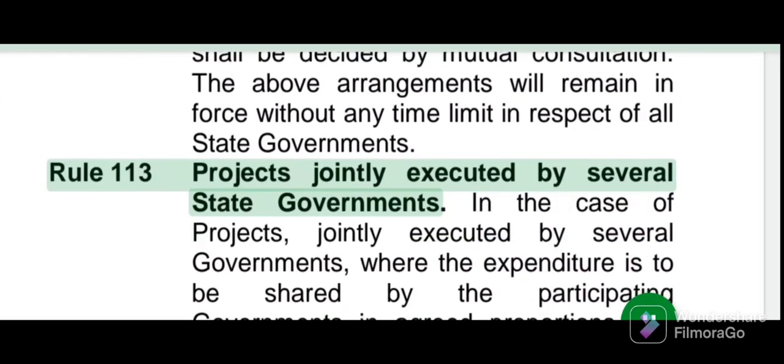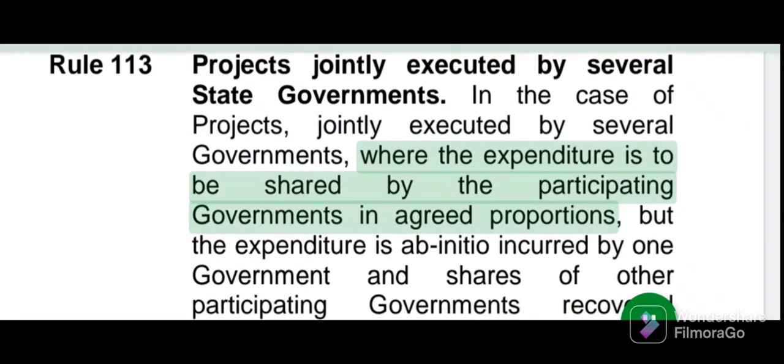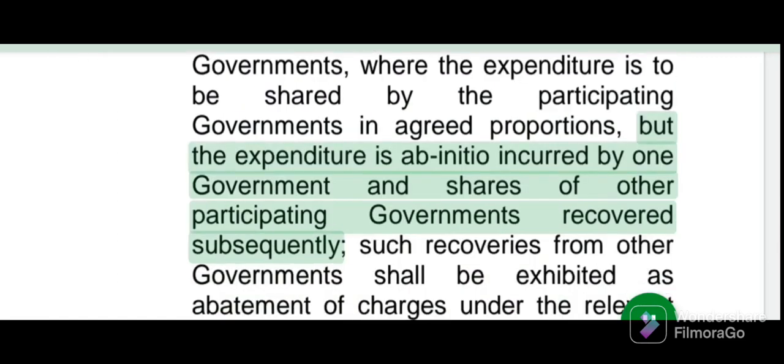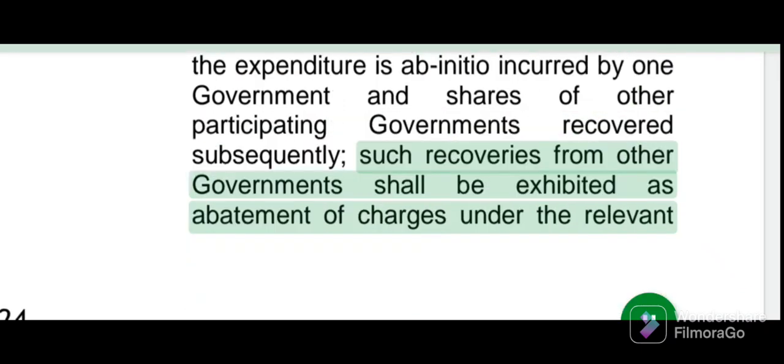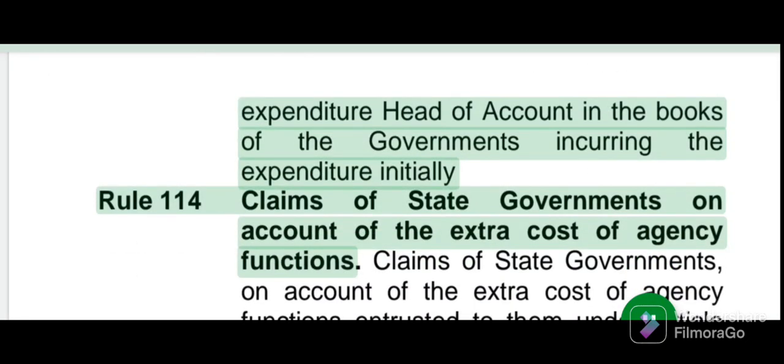Rule 113: Projects jointly executed by several state governments. In the case of projects jointly executed by several governments, where the expenditure is to be shared by the participating governments in agreed proportions, but the expenditure is ab initio incurred by one government and shares of other participating governments recovered subsequently, such recoveries from other governments shall be exhibited as abatement of charges under the relevant expenditure head of account in the books of the government incurring the expenditure initially.